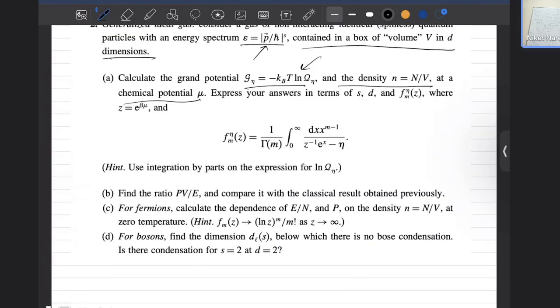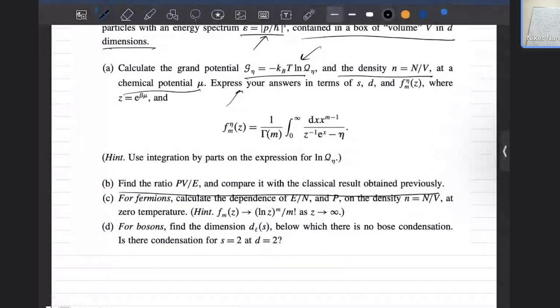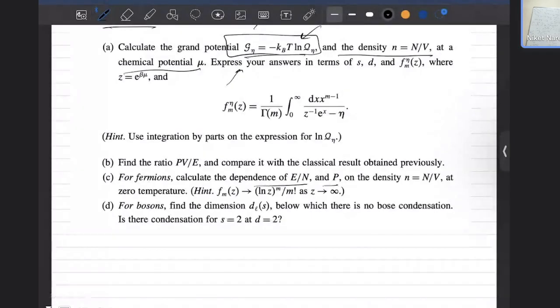Find the ratio PV by E and compare it with the classical result obtained previously. Basically, they want you to calculate grand potential and these quantities so that you will be able to eventually calculate the quantities that they are trying to get further. But the way we have learned it in class, we will not require to calculate grand potential for that. We'll be able to do it without that as well. So let's try to do that way. For fermions, calculate the dependence of E by N and P on the density at zero temperature. And for bosons, find the dimension below which there is no Bose condensation.